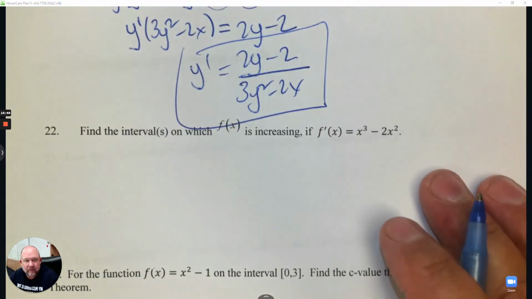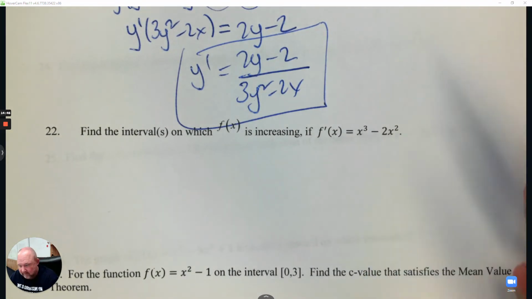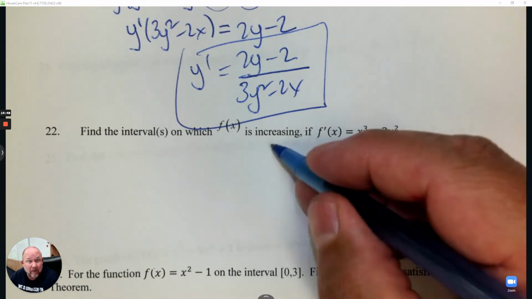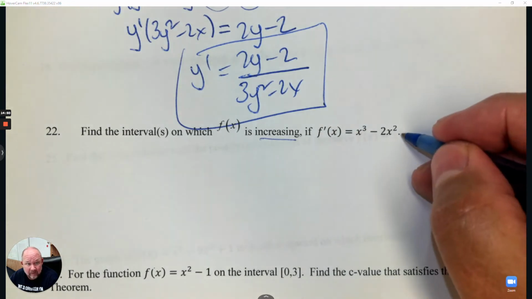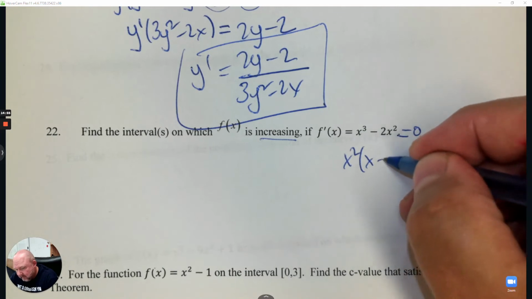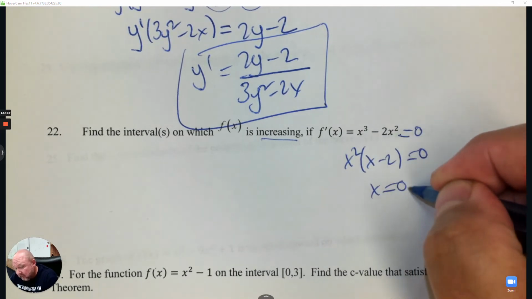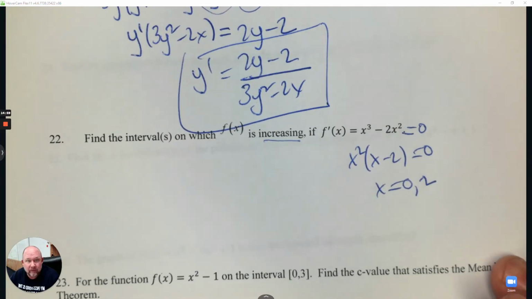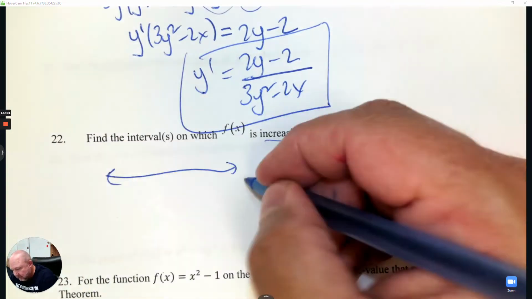Find the intervals at which the function is increasing. So we already have the derivative. To know whether it's increasing, we take the derivative equal to 0 and solve it. So we're going to factor out x squared and then solve it. So I get two answers, which are 0 and 2. We're going to draw a number line for the first derivative.